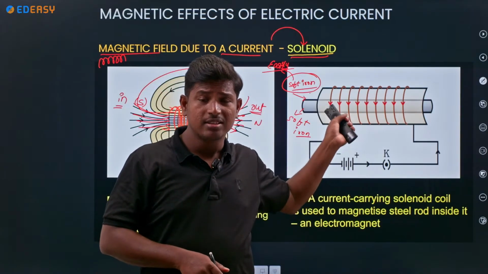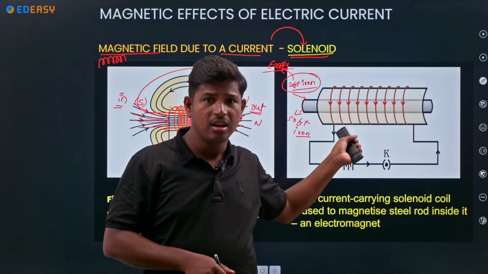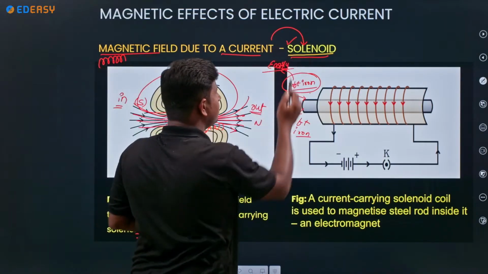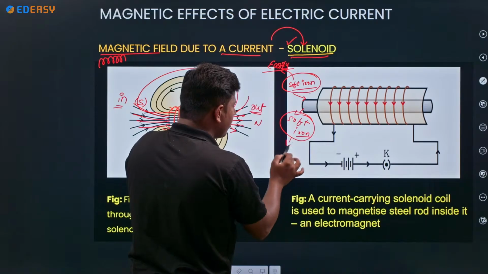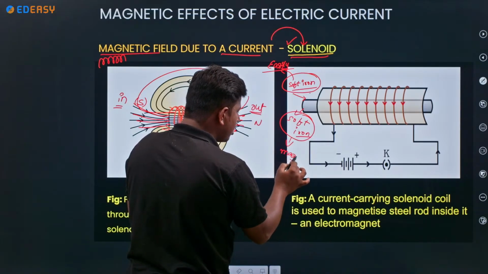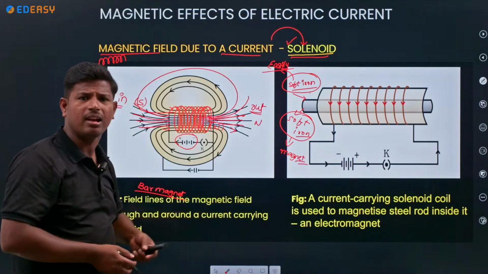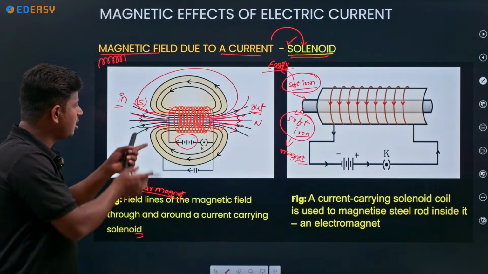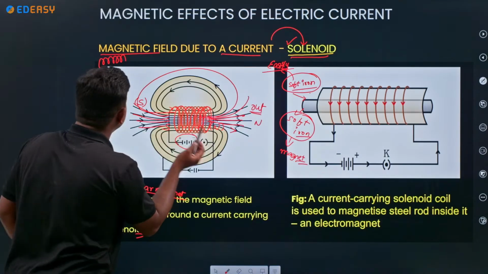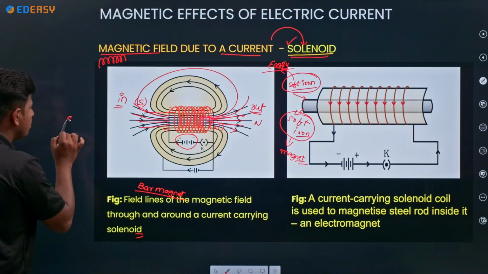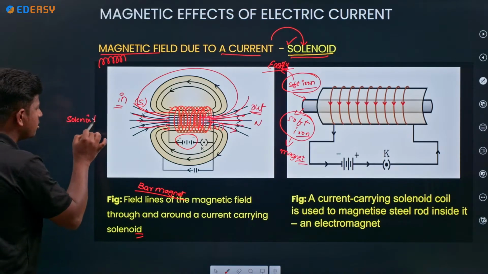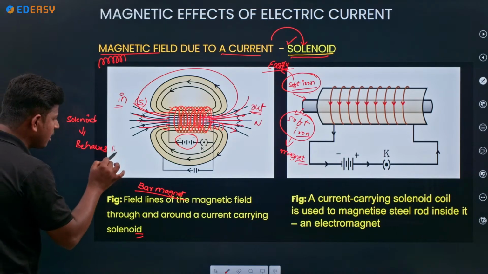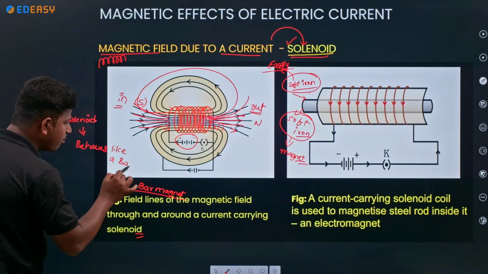So here also, where we place soft iron under the solenoid, the soft iron also becomes a magnet. The process we call an electromagnet. Okay. See here, how the solenoid behaves like that. Remember that. A solenoid behaves like a bar magnet.